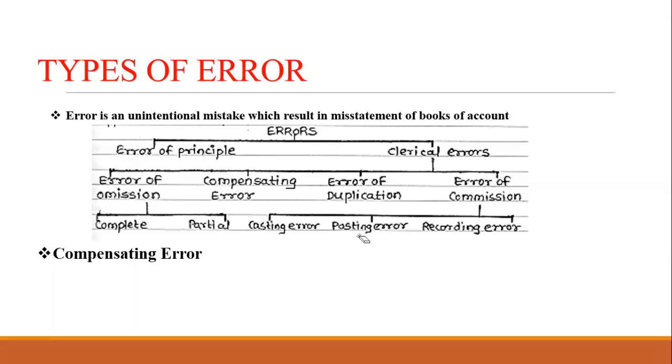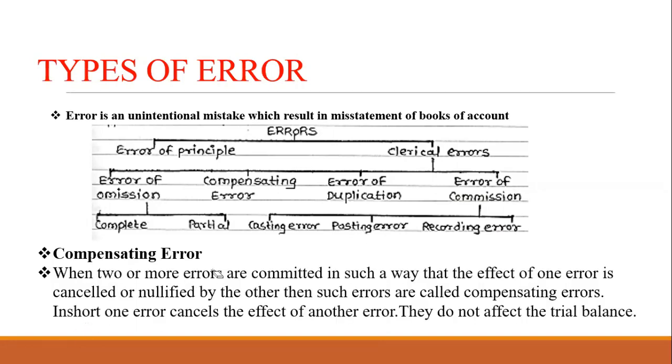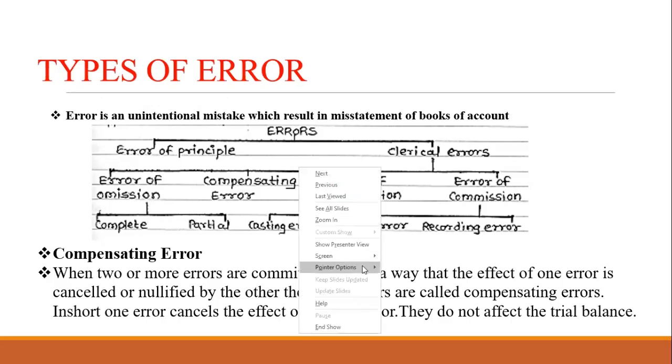Okay. So what he meant was exactly to the point: when two or more errors are committed in such a way that the effect of one error is cancelled or nullified by the other, then such errors are called compensating errors. In short, one error cancels the effects of another error and they do not affect the trial balance. So whatever Siddharth mentioned was perfect. Now I'll give you an example for this.